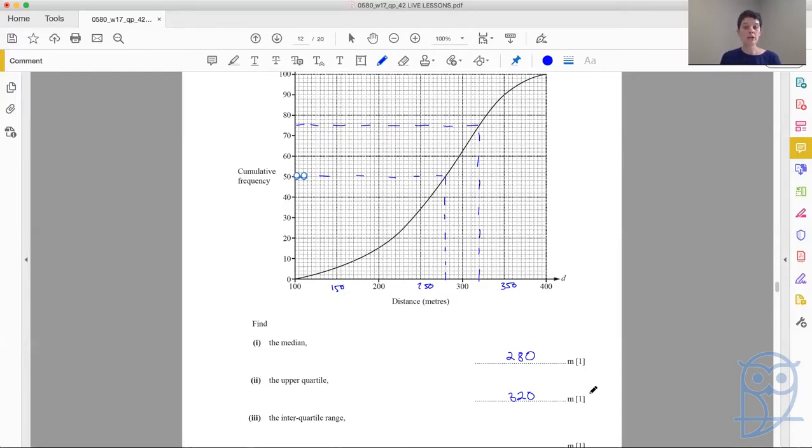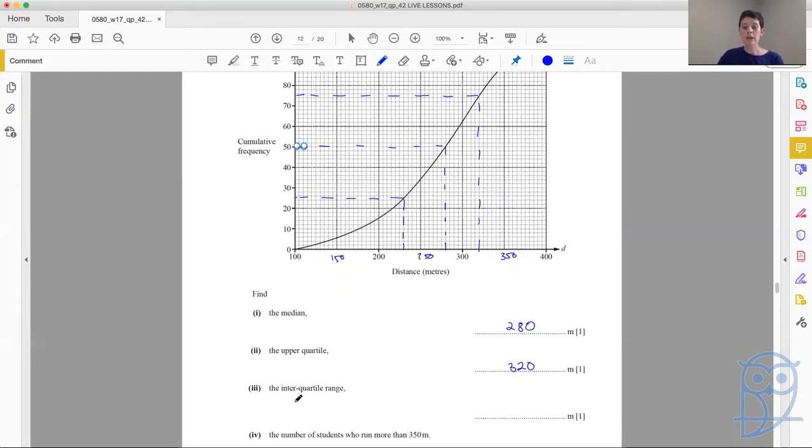Now, to find the interquartile range, you're going to need upper quartile minus lower quartile. So we know the upper is 320. What is the lower? Well, we need to go to 25% of the data. So 0.25 times 100 is 25. And we come across, and we come down. So that is 210, 220, 230. So the interquartile range would be 320, the upper, minus 230, the lower, which gives us 90. So our interquartile range is 90 meters.